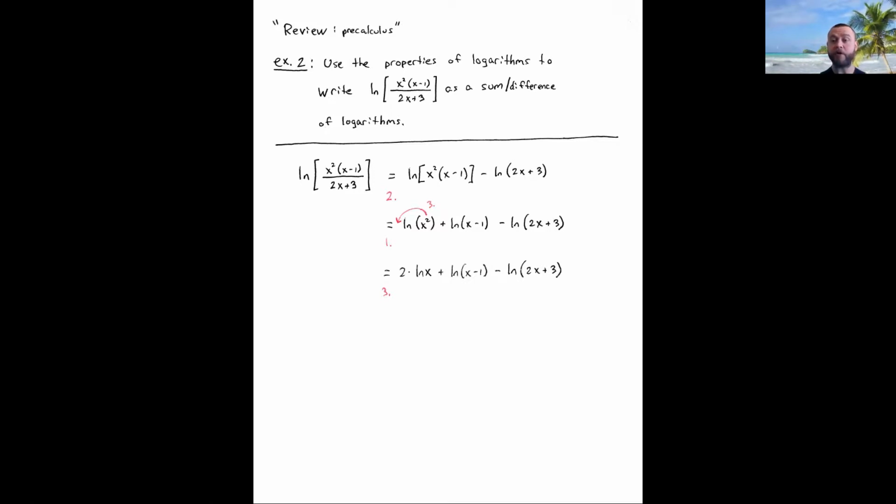And that's basically what we're going to do in the process of logarithmic differentiation. But this is not calculus. This is just simplifying the function first. And then after that, once we've split it apart, we'll take derivatives of both sides.